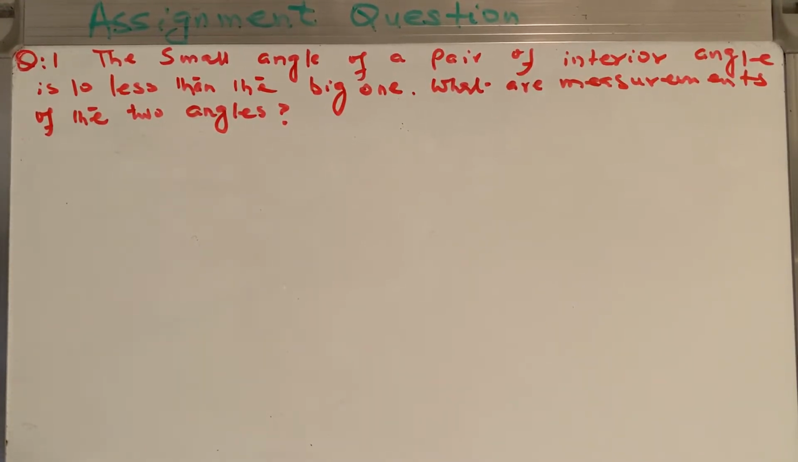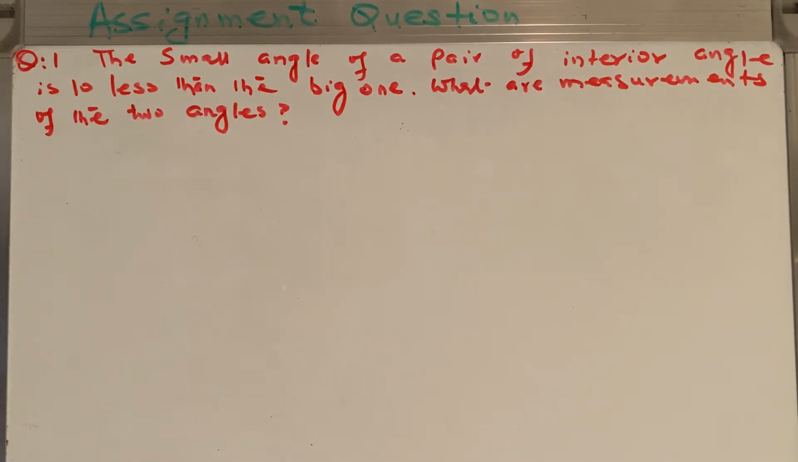Right, so this is the assignment question. Read it thoroughly and try to solve it by yourself. In a moment, I will put forward the solution. So read it one more time. The small angle of a pair of interior angles is 10 less than the big one. What are the measurements of the two angles?